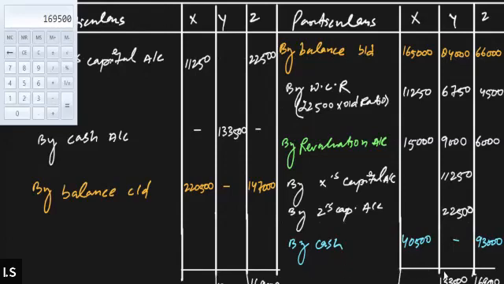Right, and for Z, it will be 165,000 plus 11,250 plus 15,000 plus 40,500. So this will give us 231,750. And let me check the debit side as well. 11,250 plus 220,500. Yes, you are getting the same answer on both the sides. So now this is correct.